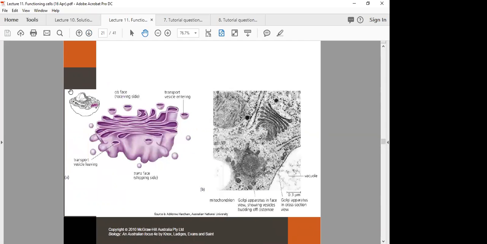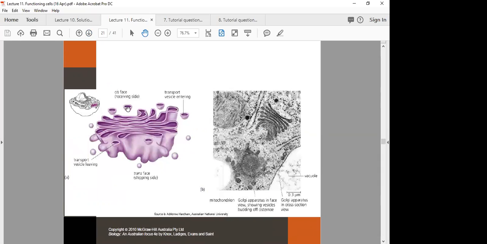So once again, here's our cell, and in purple, you can see an example of the Golgi apparatus. Here it is enlarged. Let's look at the 2 sides. This side here is called the cis face or receiving side, and that's because it receives these little vesicles that are containing some cargo from the endoplasmic reticulum.